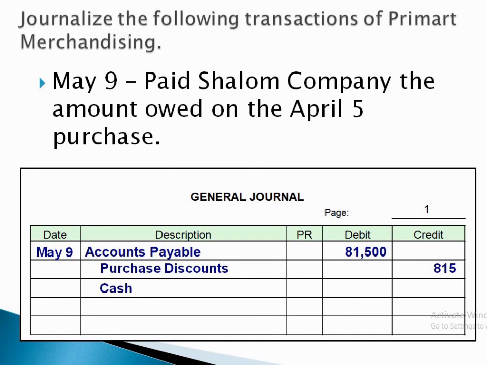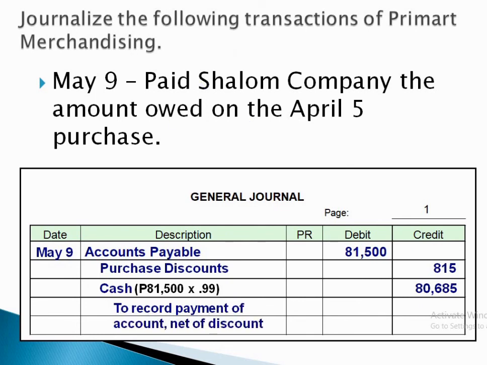99% or 0.99 multiplied by 81,500 equals 80,685. Check our figures. 815 plus 80,685 equals 81,500 total credit, which is also the amount of our total debit. Finally, explanation. To record payment of account net of discount.